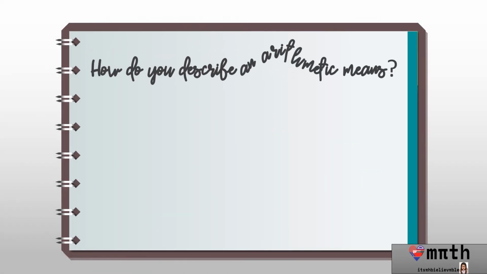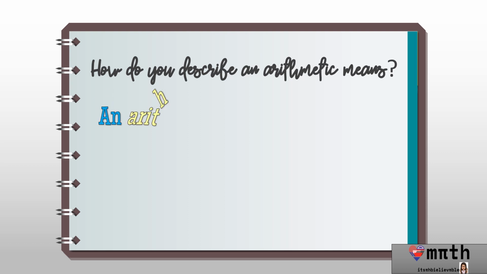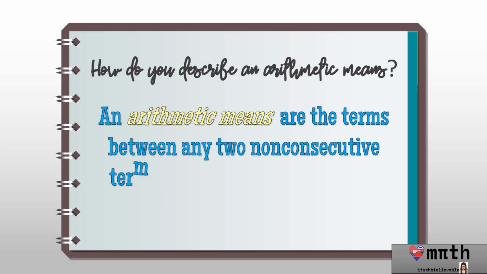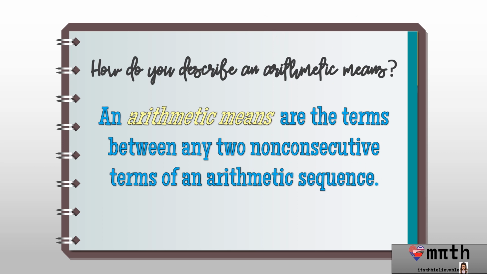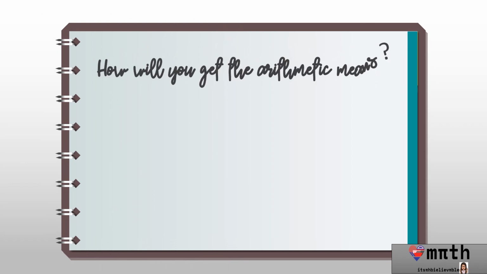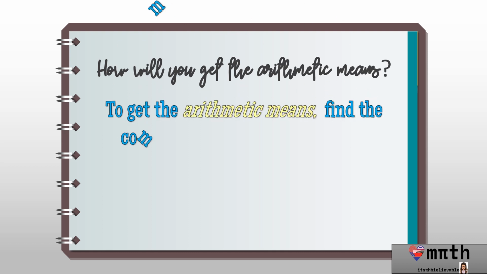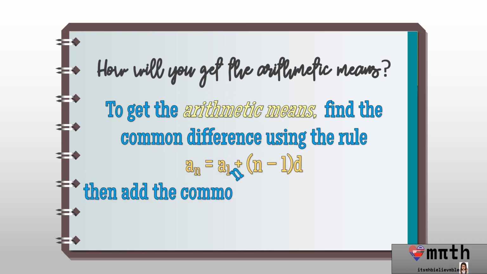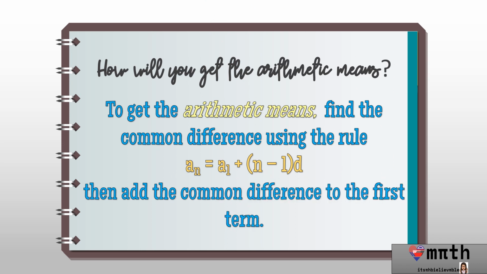Since we're already done with our discussion of the examples, now I'm going to ask you, how do you describe an arithmetic mean? Arithmetic means are the terms between two non-consecutive terms of an arithmetic sequence. And how will you get the arithmetic means? To get the arithmetic means, find the common difference, which is d, using the rule or the formula a sub n is equal to a sub 1 plus n minus 1 multiplied by d, then add the common difference to the first term.